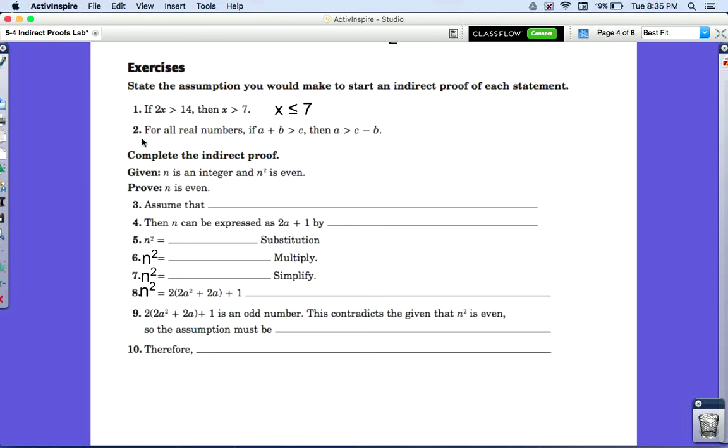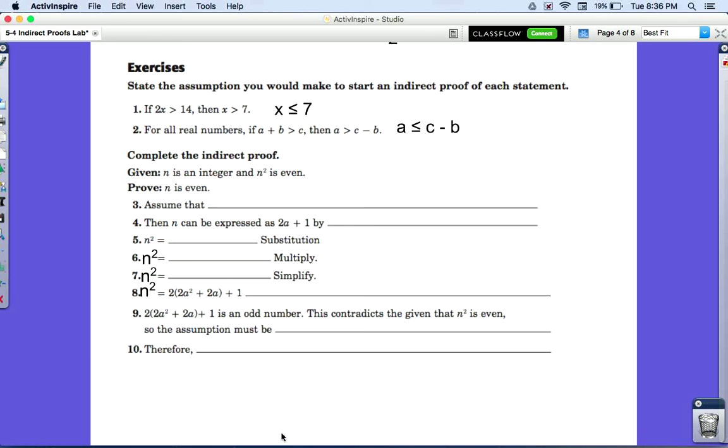For number 2, they say that for all real numbers, if a plus b is greater than c, then a is greater than c minus b. We want to figure out what the opposite of a is greater than c minus b is. That's going to be that a is less than or equal to c minus b. So pretty much on these, you're just going to be changing this sign for the most part.